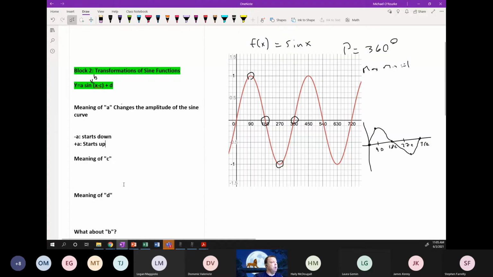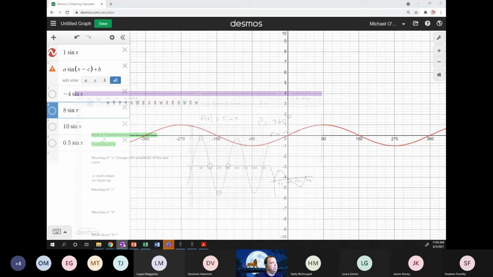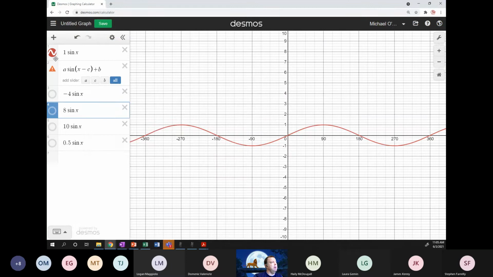All right. So we'll go on to the next one. I'm actually going to skip C for right now. I'm going to go right to D. Okay. Let's go. I'm going to leave the parent function in. Does anyone have a guess what's going to happen when I add a number to the end of it? Thinking back to quadratics, if you can remember what the last number did.